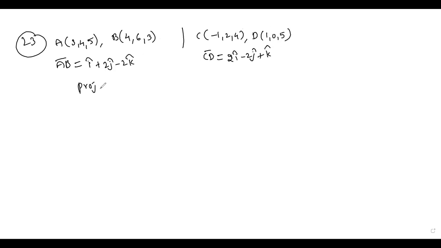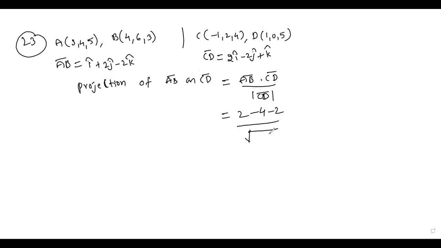Now they're asking projection only now. The projection of AB bar on CD bar. Now AB bar dot CD bar by mod CD bar. There are several ways of doing it, like this, an easy way. I coefficient dot product: 1 into 2, 2. j coefficient: 2, here minus 2, that is minus 4. Here minus 2, here minus 1, that is plus 1. Minus 2 into plus 1 is minus 2.